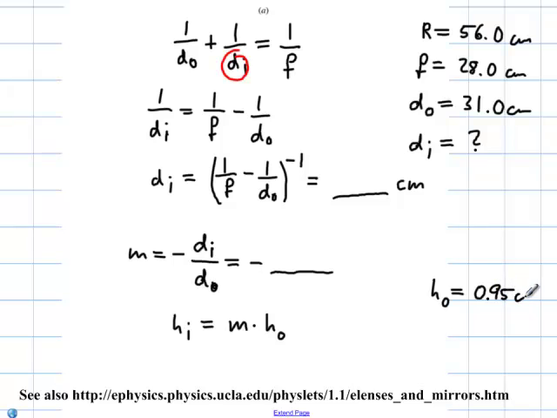And then again, because the magnification is already negative, meaning that it turns the image upside down, that is also a negative, meaning that it points downwards. And that one will be in centimeters, because this one is multiplied by magnification with no units.